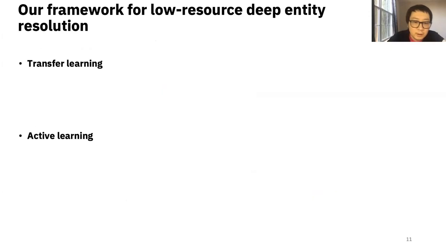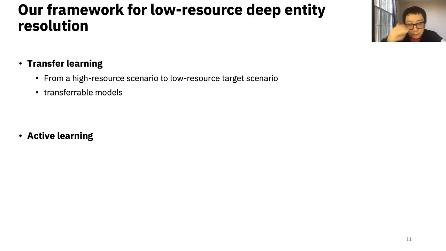So this leads to a solution that we propose. We designed a framework for low resource deep entity resolution, where we combine two orthogonal techniques. One is transfer learning, the other one is active learning. Transfer learning has a very simple idea. You have a target scenario where possibly you don't have any labeled data. In order to solve this problem, you find a similar scenario where you have a lot of labeled data, so that you can first train a model in the high resource scenario and transfer it to the low resource scenario, right? You just need to make sure that the model you learned is transferable, right?